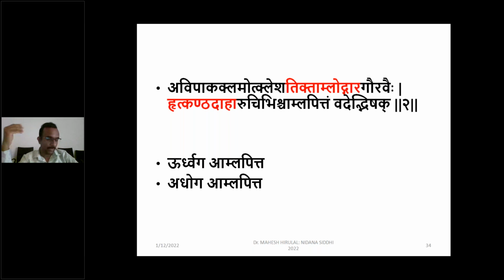Then the classification: we have urdhvaga amla pitta and adhoga amla pitta. In urdhvaga amla pitta, chardi lakshanas will be seen. The person will have rutkantadaha, etc. In adhoga amla pitta, shuktatva of the rasa will go into the pakwashaya and lead to different symptoms. So that is the urdhvaga and the adhoga amla pitta.